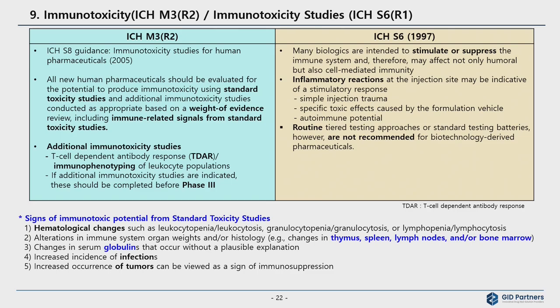About immunotoxicity, it shouldn't be done as a standalone study. So you have to do a standalone toxicity study, and then look at other things related to the immune system, such as changes in the spleen, in terms of globulin, in terms of infections, in terms of tumors. And if there are changes related to immunotoxic indicators, then a further study could be done to get more immunotoxicity-related results before phase three.